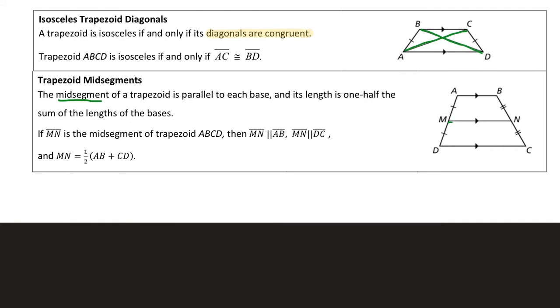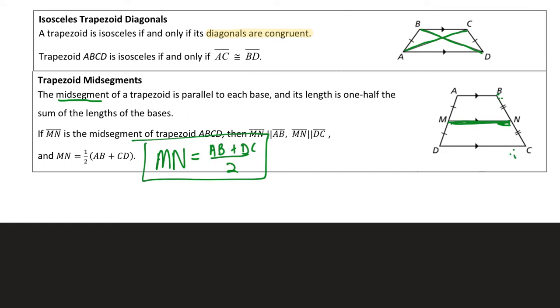So if MN is the mid-segment, that means that MN is equal to AB plus DC divided by 2. We are going to use this equation to help us solve some problems later. So it's going to pay to remember that this mid-segment is the average of the bases. So you add the bases together, divide by 2, and that's the length of the mid-segment. That makes sense because it should be a number in between the lengths of each of these bases.